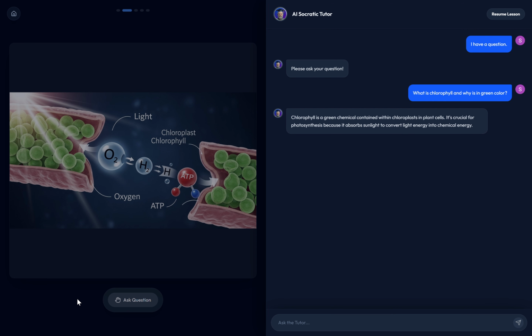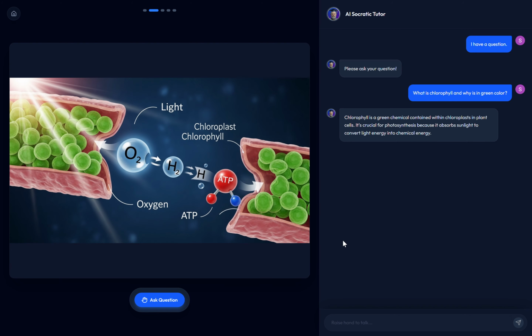Chlorophyll is a green chemical contained within chloroplasts in plant cells. It's crucial for photosynthesis because it absorbs sunlight to convert light energy into chemical energy. In the first step, the light reaction, chlorophyll in the chloroplasts captures sunlight. This energy is used to create a power molecule called ATP and to split water molecules. When water splits, oxygen is released into the air, and hydrogen moves on to the next stage.